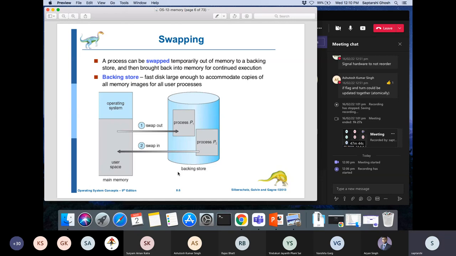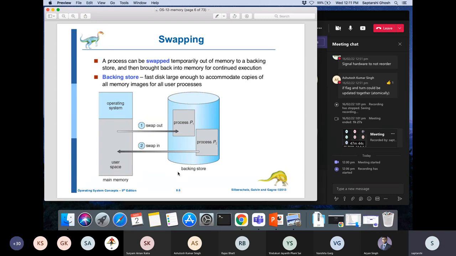Right. So maybe there are too many processes trying to share the memory, and it is not possible to fit all of them at the same point of time in the given memory. Then some of the processes may have to be swapped out to this backing store. And later, when that process has to be run, it is fetched back again from that backing store to the main memory. Okay.